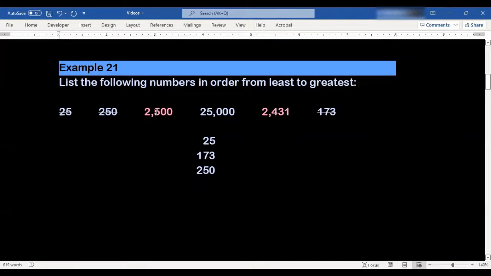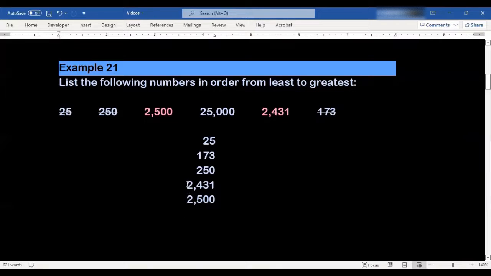So this one in the ones period is 500. And on the other number, we have 431. So since 4 in 400 is smaller than the 5 of 500, this 2,431 is going to be a little bit smaller than the 2,500. So I'm going to list my 2,431 before I list the 2,500.